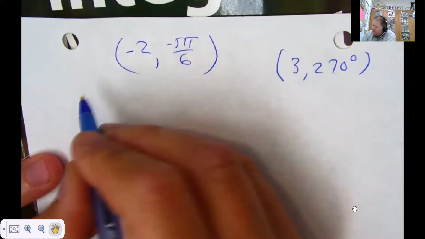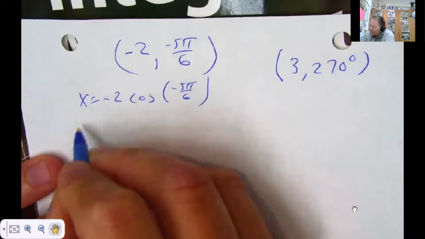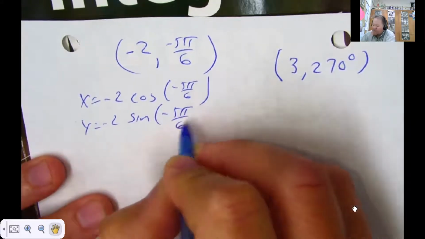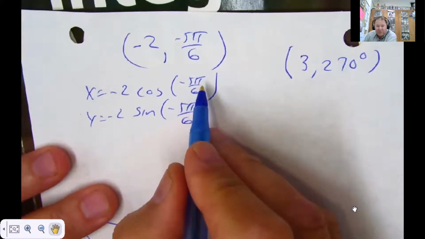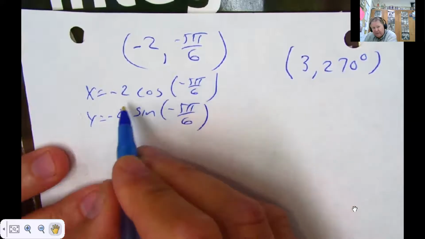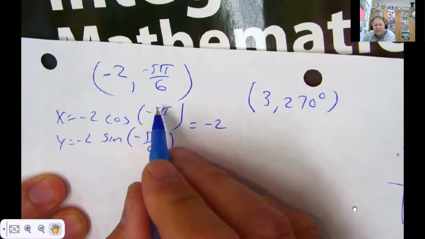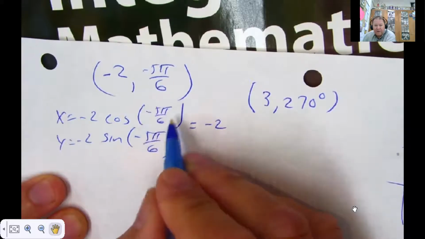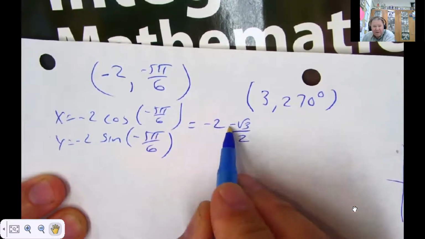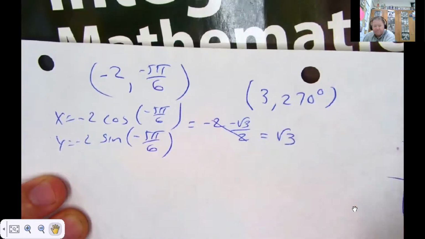All right, so let's talk about x equals -2 times the cosine of -5 pi over 6, no calculator. Y equals -2 times the sine of -5 pi over 6. Now, -5 pi over 6 means we're going to go clockwise 150 degrees, which is the same thing as 210. So it's going to be -2 times -√3 over 2. A negative times a negative is a positive, and the 2's cancel. So this is just going to be √3.